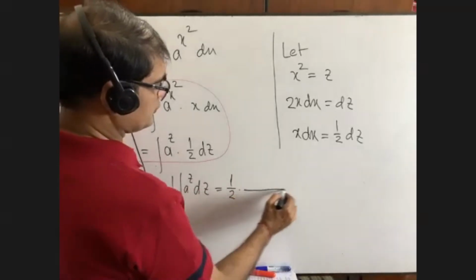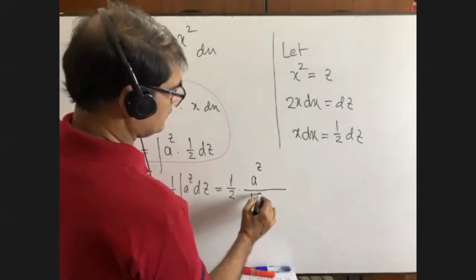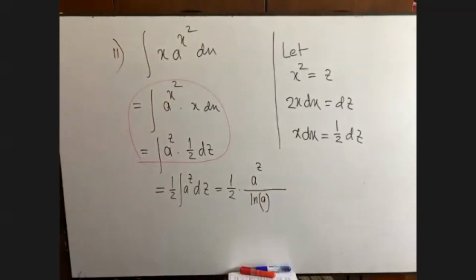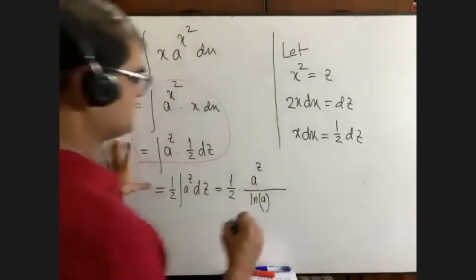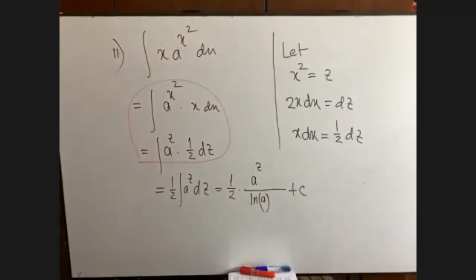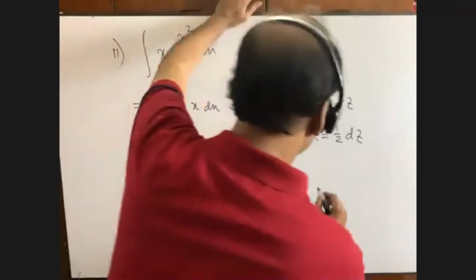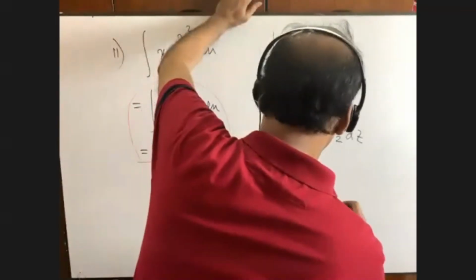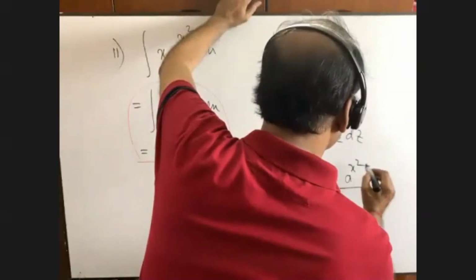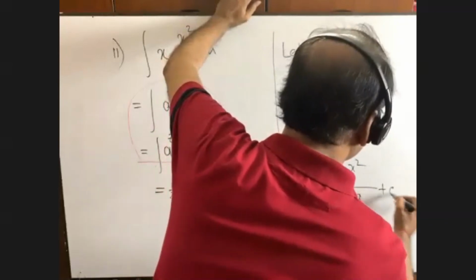A to the power z means what? A to the power z by ln a, am I right? Plus c. Now you put the value of z. The value of z is x square. Write down half a to the power x square by ln a plus c, and we are done here.